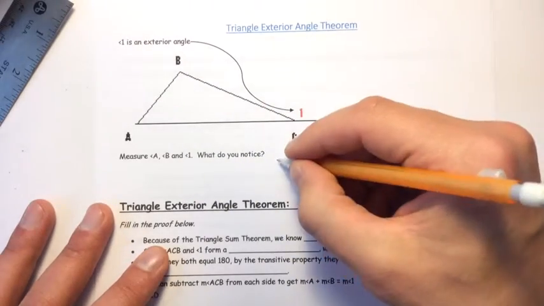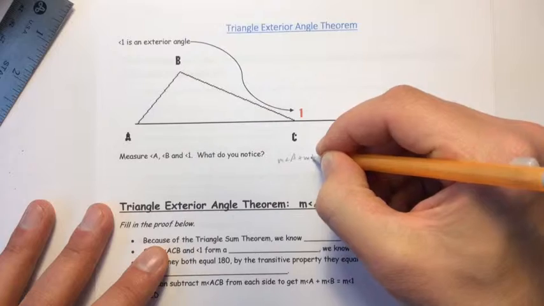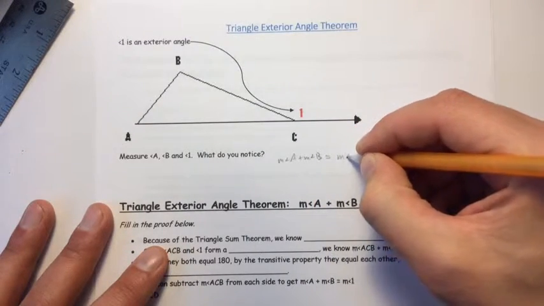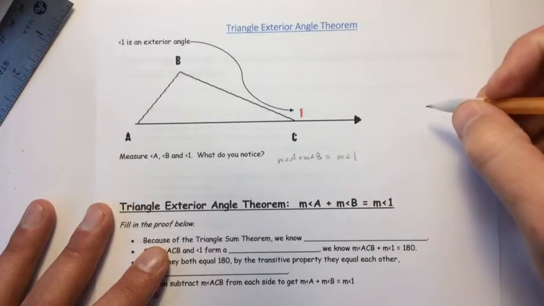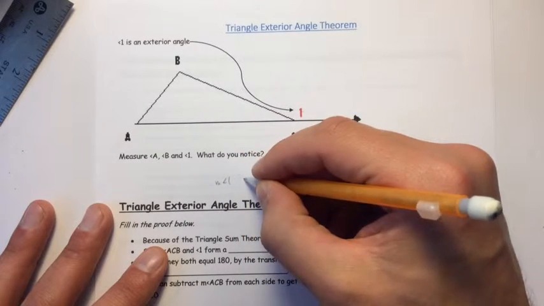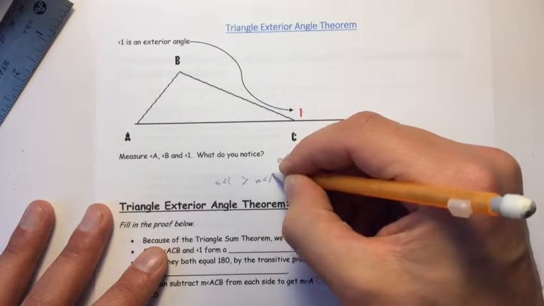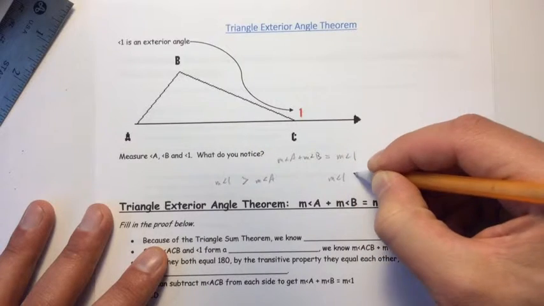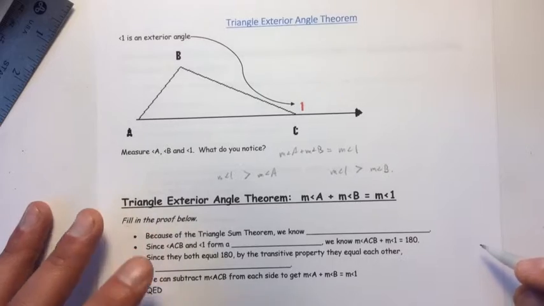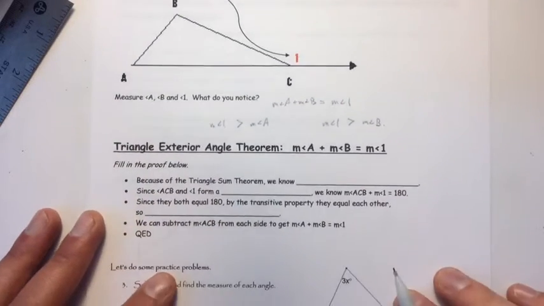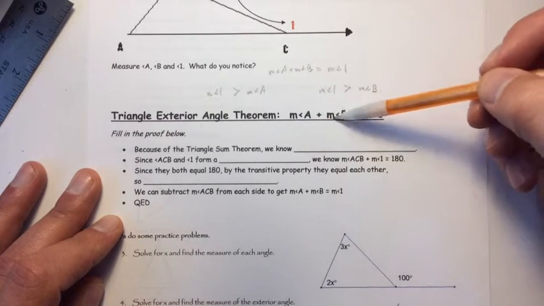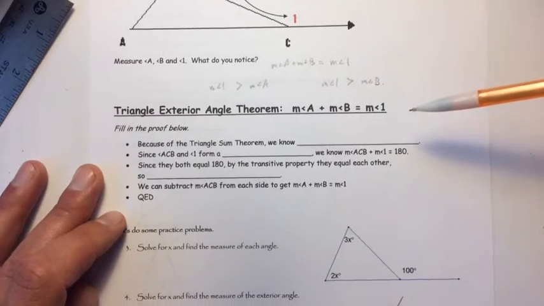If I add up those two, it should give me angle 1, or it should be really, really close. You also might have noticed that angle 1 is greater than angle A. And the measure of angle 1 is greater than the measure of angle B. Those also would have been valid observations. What we're worried about here is the triangle exterior angle theorem, where angles A and B, if we add them together, should give us angle 1.